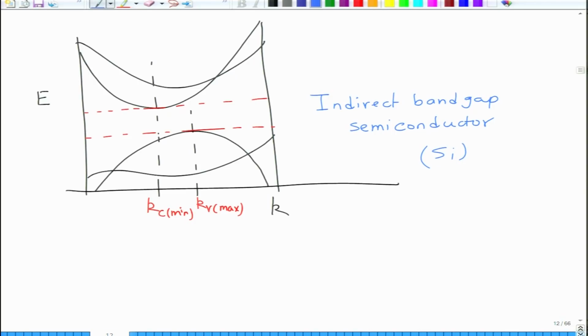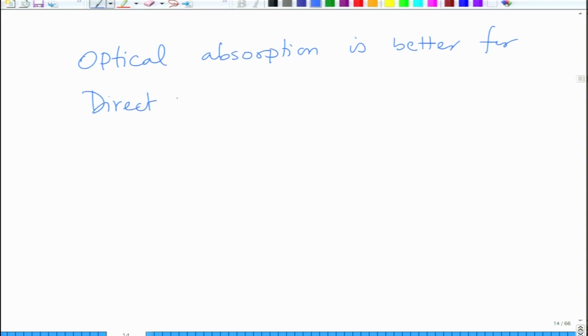So, in general you can say that optical absorption is better for a direct band gap semiconductor than in an indirect one.